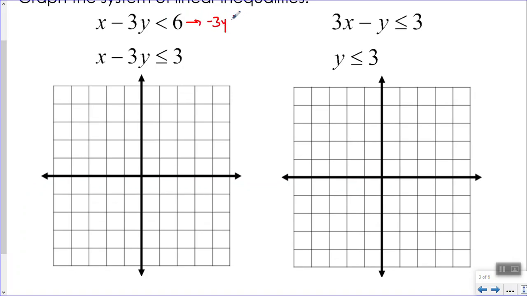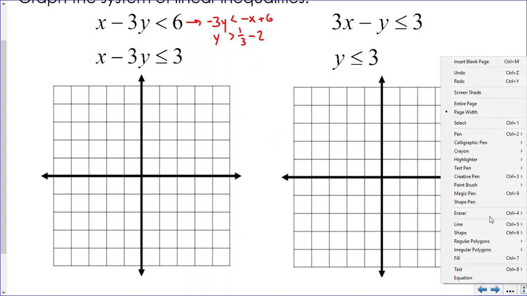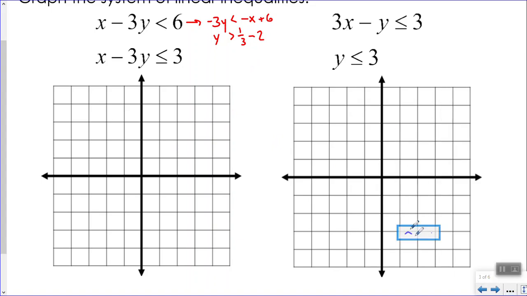So we'll have -3y is less than -x plus 6. We're going to divide both sides by -3 and flip our sign. So we'll end up with y is greater than 1/3 x minus 2. And if we do our other inequality here, we're going to have -3y is less than or equal to -x plus 3. Divide and flip. Y is greater than or equal to 1/3 x minus 1.